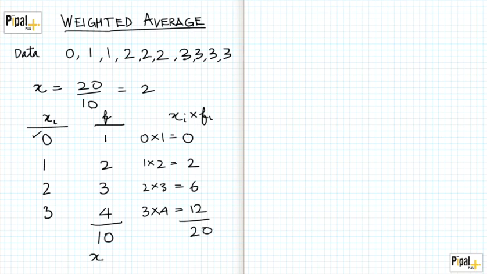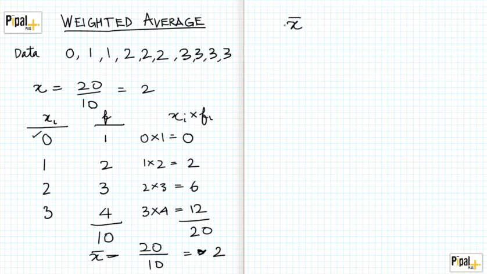So our average is going to be the sum of these products, which is 20, divided by the sum of all the number of people, right? So this is 10, and we again get the answer 2. While it doesn't look like we've done much here, what we've computed is the weighted average.